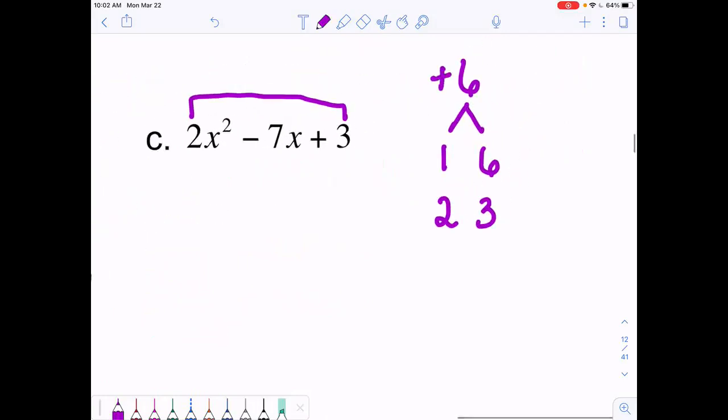This is still a +6, so my signs need to be the same. Every time it's a plus at the top, I need the same signs. -7 in the middle. So Haley, how would I get a -7 from 1 and 6, 2 and 3? Yeah, so both -1 and a -6, same sign. Has to be a minus sign because there's a minus in the middle.